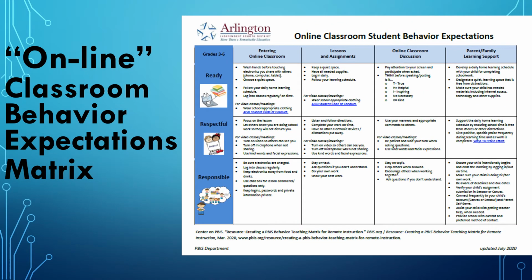Here's an example of an online classroom behavior expectations matrix. As you can see, we have areas that include entering online classrooms, lessons and assignments, online classroom discussions, and that last column is for parent-family learning support. And so we have this available in English and Spanish. And so this is an example of what an online classroom behavior matrix would look like.